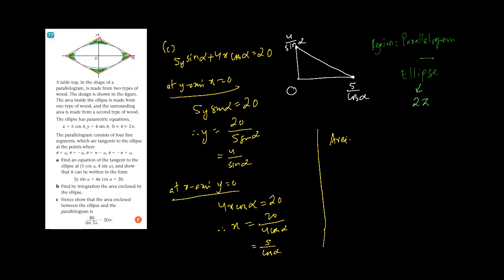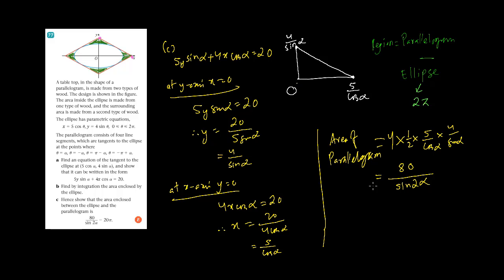So the area of the parallelogram is 4 times one of these triangles, because there are 4 triangles. One of the triangles has area half into base. Base is from 0 to this, 5 by cos alpha, and the height is 0 to this, 4 by sine alpha. So we can write 4 into 5 is 20, 20 into 4 is 80, over 2 sine alpha cos alpha. By using the double angle formula, 2 sine alpha cos alpha can be rewritten as sine 2 alpha.